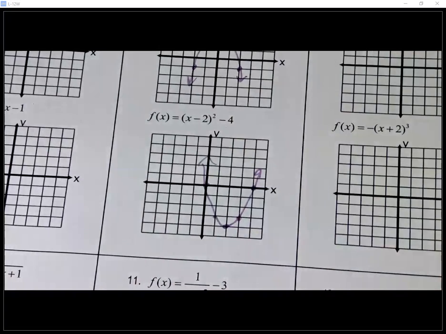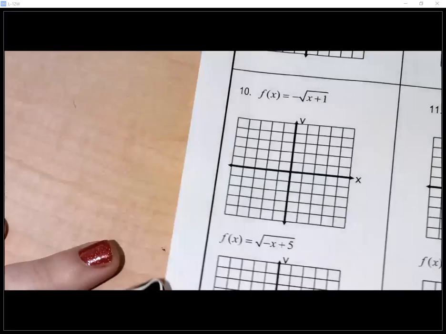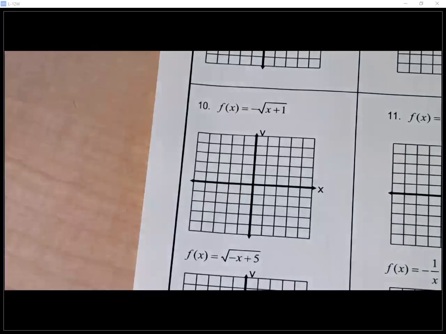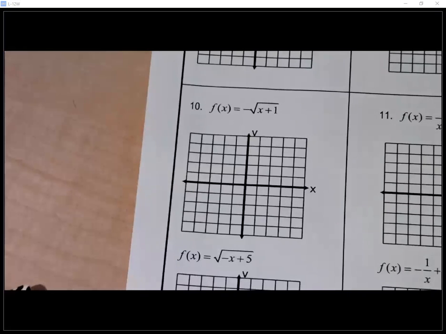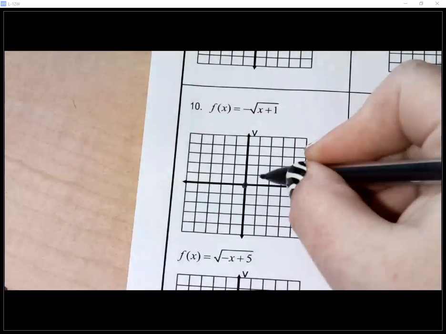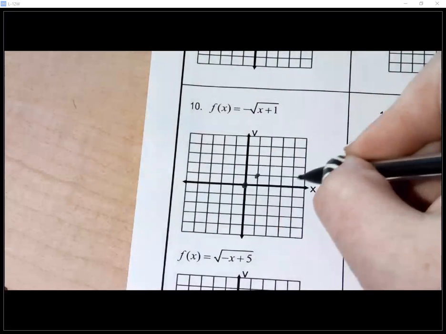Once you unlock the secrets to these, they get pretty easy, hopefully. If I plug in 0, I should get out 0. I do. I get 4 minus 4. Yes. Okay. Do you remember what the parent function looks like for this one? I'm going to draw this one. This one maybe you don't know. Start at the origin. Yes. Yep, you got it.